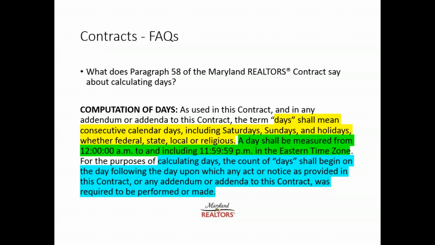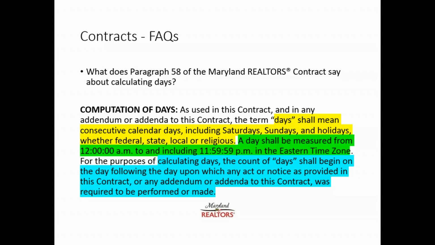How do we know that? For purposes of calculating days, the count of days shall begin on the day following the day upon which any act or notice provided in the contract or any addendum of the contract was required to be performed or made. Hopefully that makes sense, but it's very important to know how to calculate these days. Some of the time frames are very short. Some are a little bit longer, but if you miss the time frame, then that could trigger the time is of the essence provision.